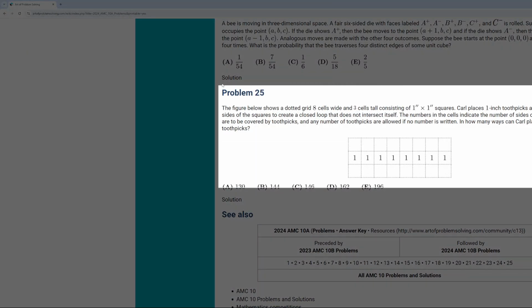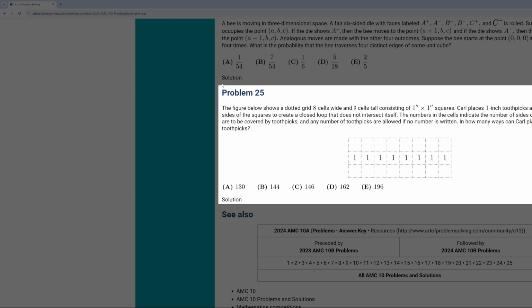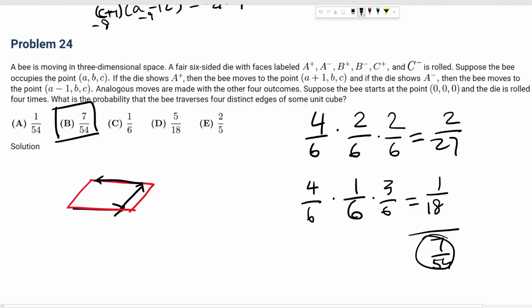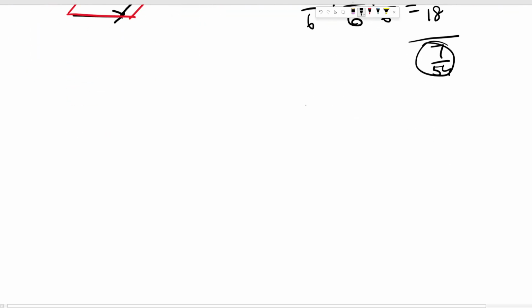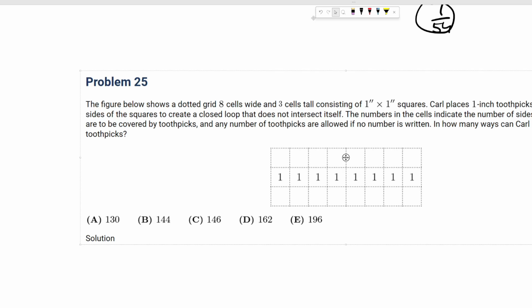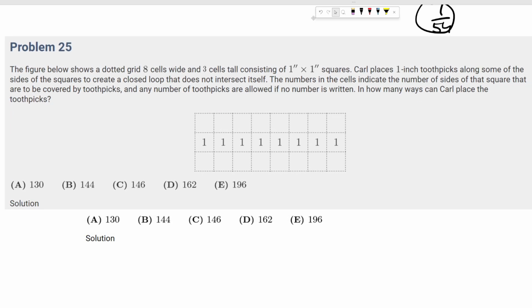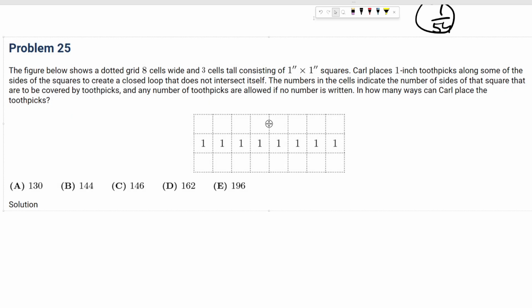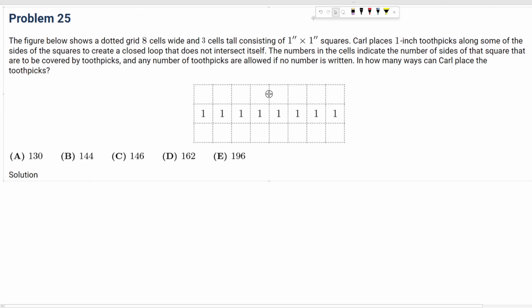Problem 25, which many have called the one saving grace of this test because the quality was very questionable. But 25 was a nice problem. So problem 25 is a puzzle called Slitherlink. You can go look it up if you want.